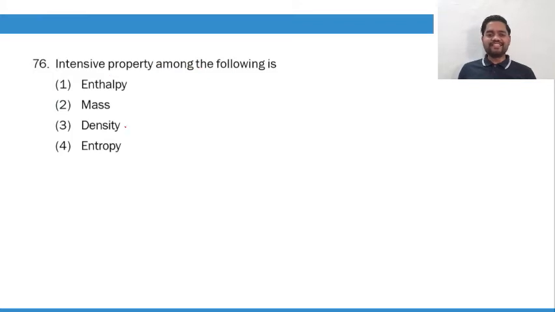Intensive property is density. No problem in that. Enthalpy, mass and entropy depend upon what? The amount of the substance. Okay, so answer is 3. And intensive property is again a ratio of two extensive properties. Okay, density is equal to mass by volume. So 76, 3. Again, I'll just give you one suggestion over here for intensive and extensive properties. Please try to remember intensive and extensive properties by heart. That will make your life easier.